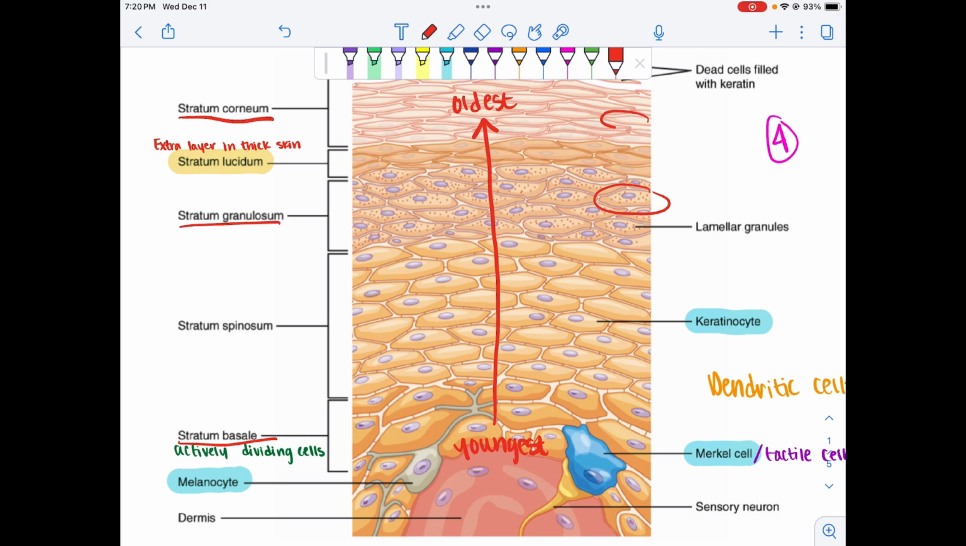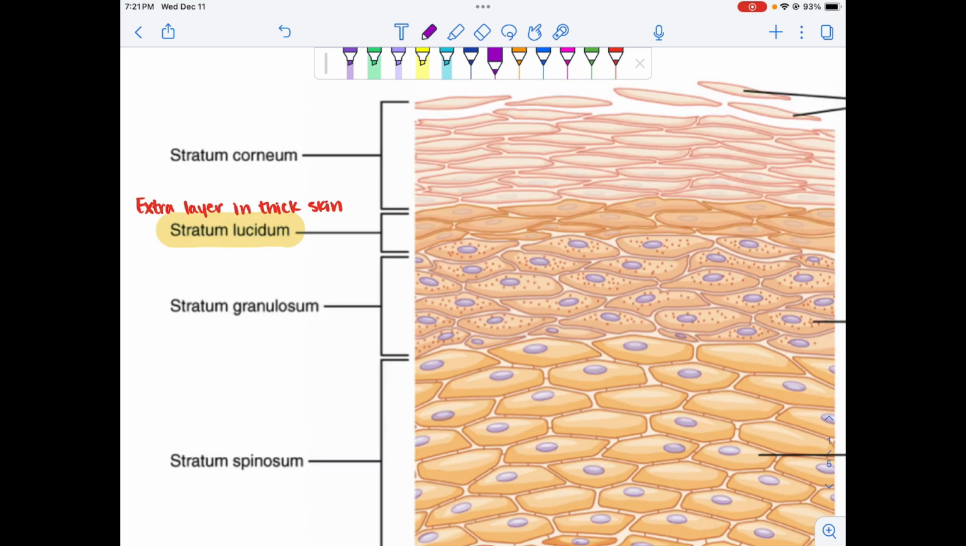In the stratum corneum, these cells are keratin-filled sacs that are dead and flat. Thick skin has an extra layer called the stratum lucidum that gives it 5 layers in its epidermis instead of 4, to add more protection. This is just a few rows of flat, dead keratinocytes.